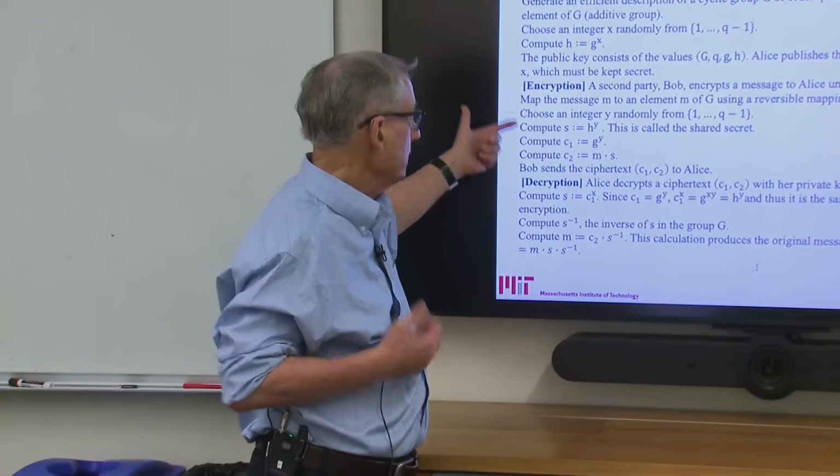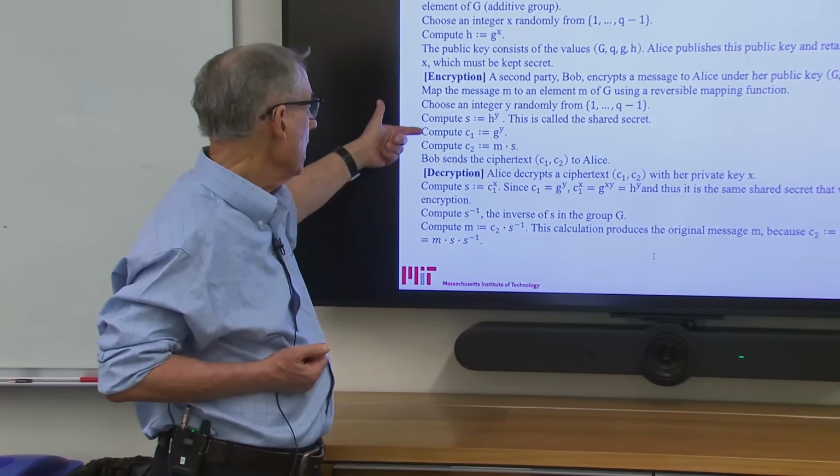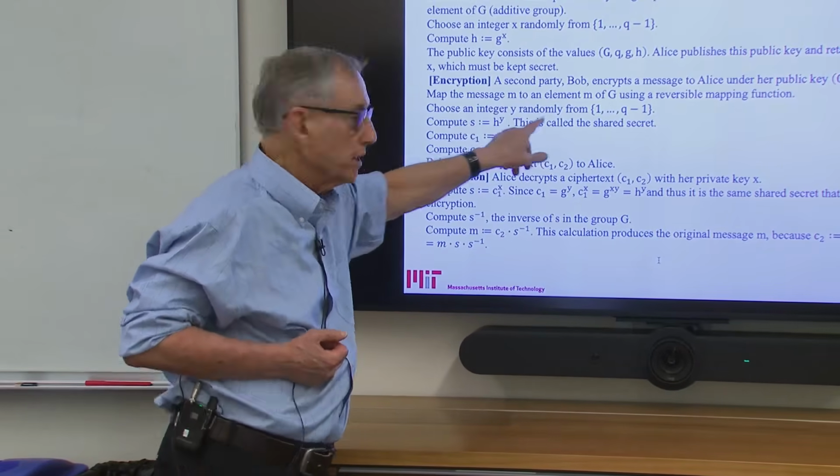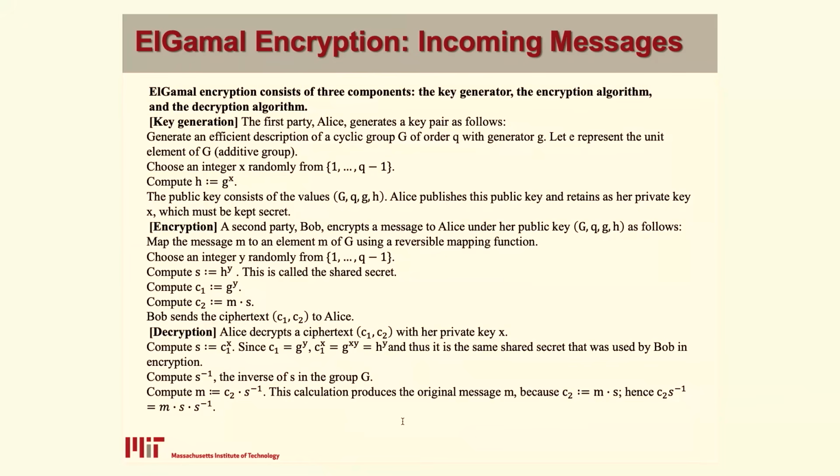Because again, Bob is randomly choosing. It doesn't say that line by line, but Bob randomly chose Y. So Bob has sort of his version of a secret private key.